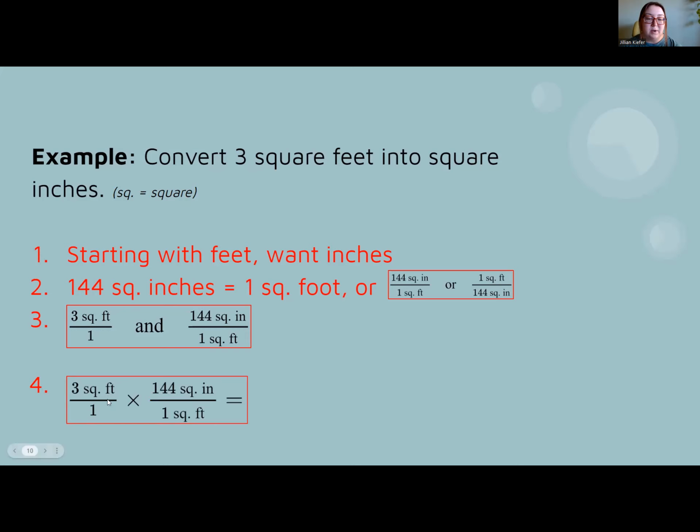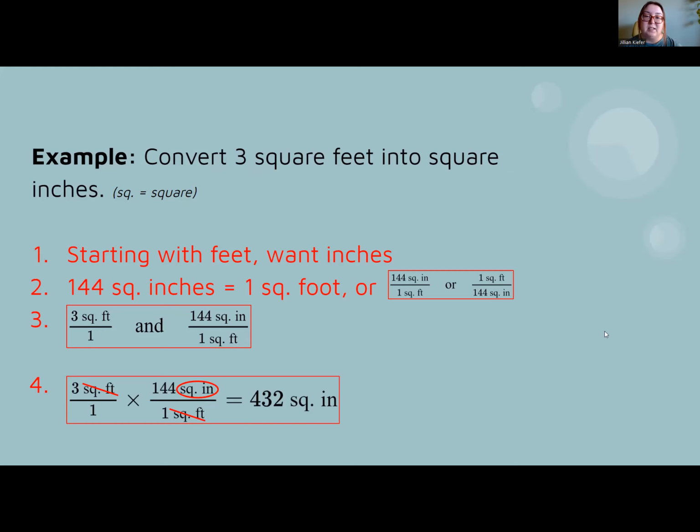So here we have 3 square feet over 1 times 144 square inches over 1 square foot. Those square feet will cancel each other out. We're left with those square inches, which is what we wanted. So we'll multiply and get 432 square inches. Multiplying across, we get 3 times 144 divided by 1 times 1. 1 times 1 is just 1. Anything divided by 1 is itself. So 3 times 144 is 432. And we're left with our square inches, which is what we wanted.